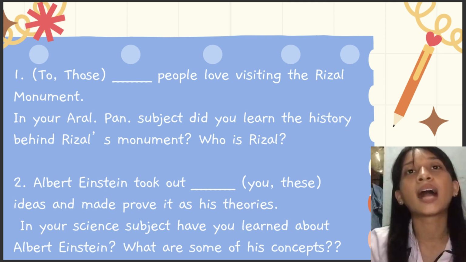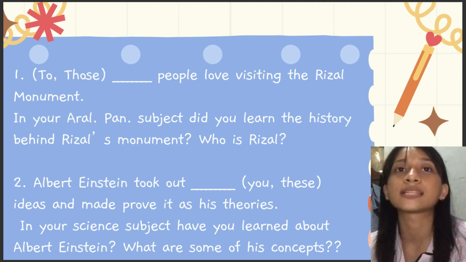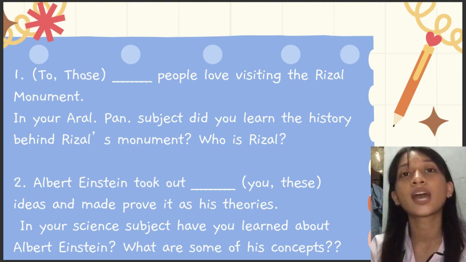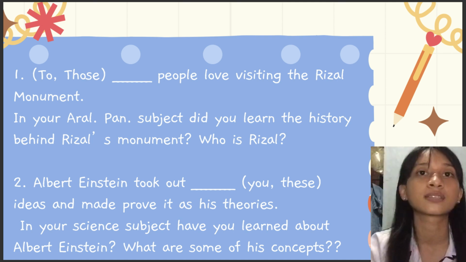Number 2. Albert Einstein took out ideas and made proof of them as his theories. In your science subject, have you learned about Albert Einstein? What are some of his concepts?